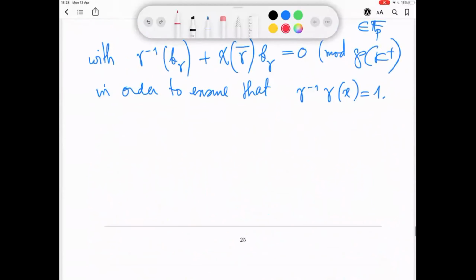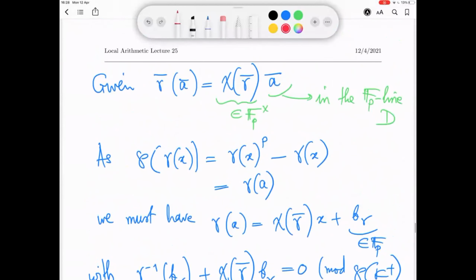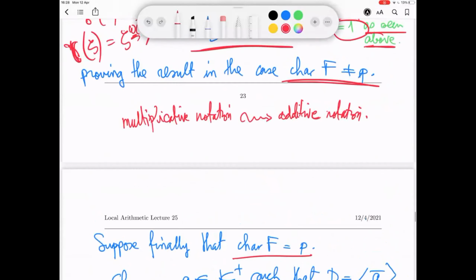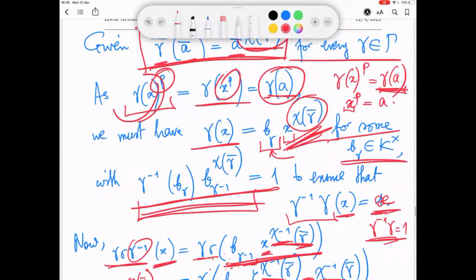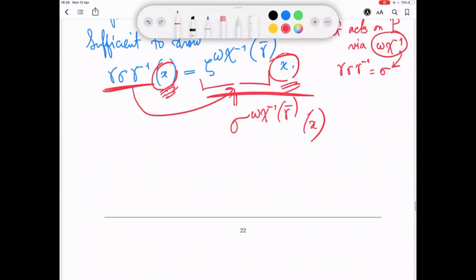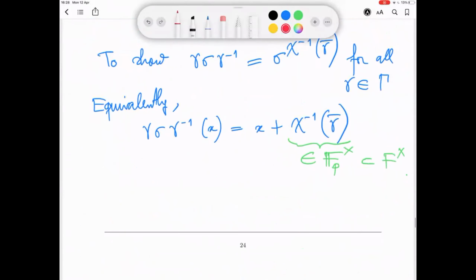So I advise you to take a look at it. Or in fact, even better, you just attempt it by yourselves. Just try to imitate this proof from this multiplicative situation to the additive situation, from Kummer theory to Artin-Schreier theory. And if you are not able to do it, then you can just look it up here.